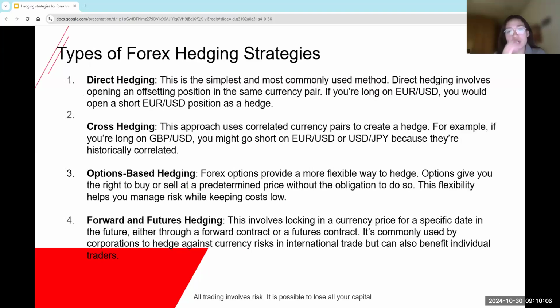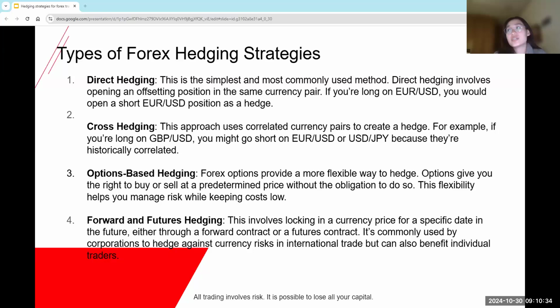Okay, so let's talk about the different types of Forex hedging strategies. Firstly is direct hedging. This is the simplest and most commonly used method. And what exactly it is, basically, opening an offsetting position in the same currency pair.